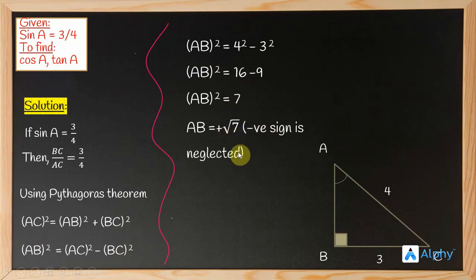And the negative sign is neglected. Why is that guys? It's simply because AB is the length of the side of a triangle, and the length can never be a negative quantity. So let's insert this root 7 in our diagram. Now we have the complete triangle, and we can easily find out what is cos A and tan A. Cos A is equal to root 7 by 4 and tan A will be equal to 3 by root 7.